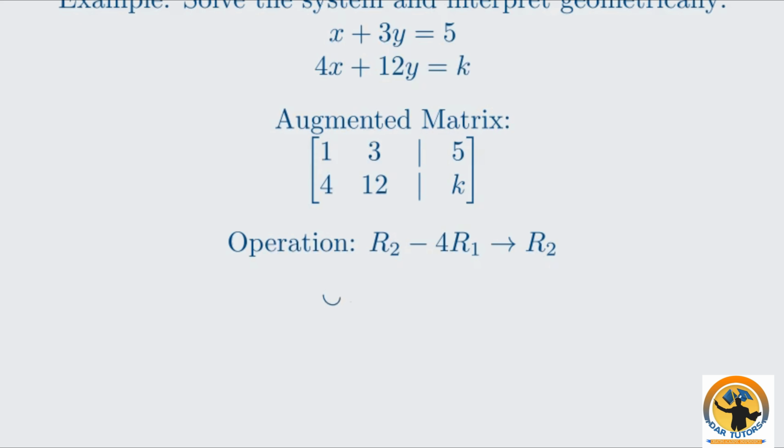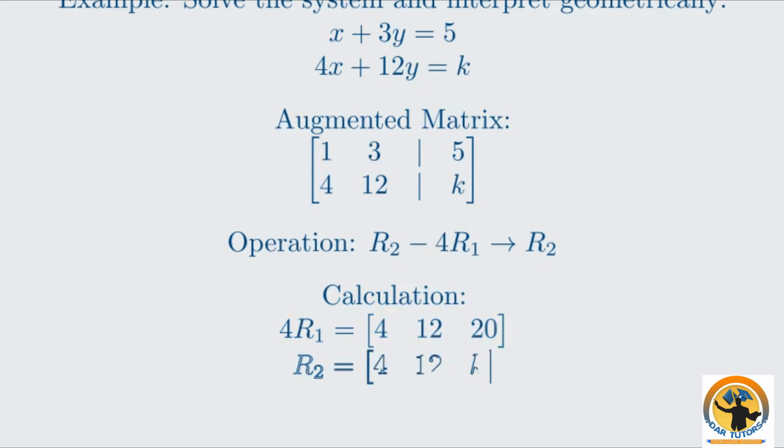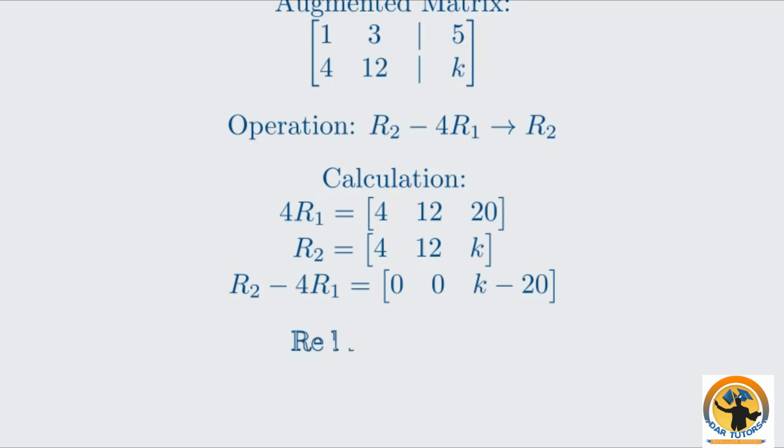We'll perform the operation R2 minus 4 times R1 goes to R2. 4 times the first row is 4, 12, 20. Subtracting this from the second row, 4, 12, k, gives us 0, 0, k minus 20. Our reduced matrix is 1, 3, 5, and 0, 0, k minus 20.